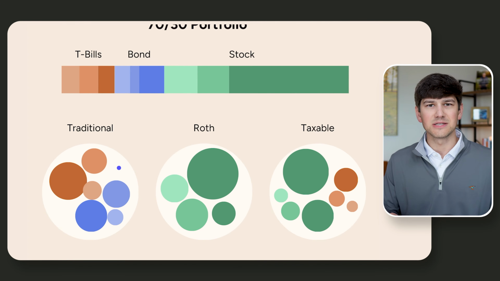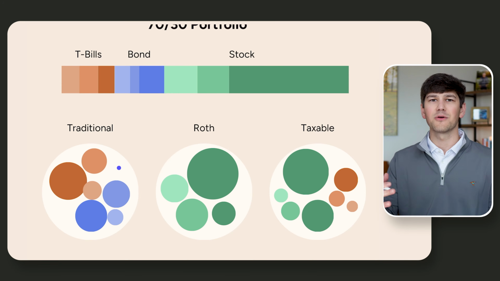Obviously, you will have RMDs on that account one day, so you will have to start distributing once you're either 73 or 75. But if we're going to have normal income taxes on the interest and dividends, we probably want to put that in the traditional IRA so we're not paying that every single year. So that's step number one. Move all of the fixed income products, if you can, into that traditional IRA.